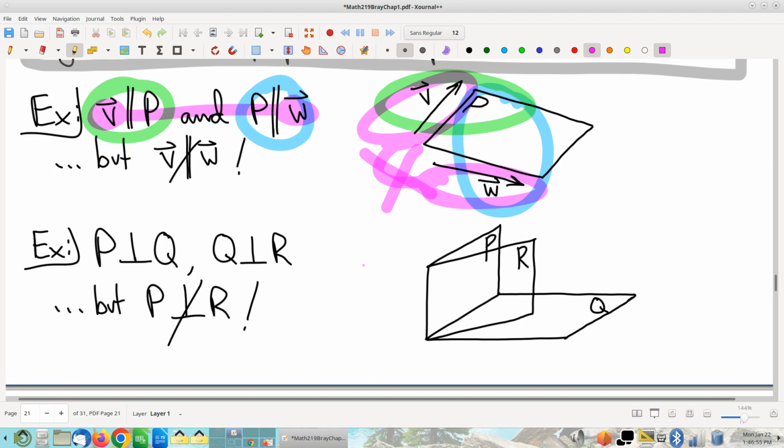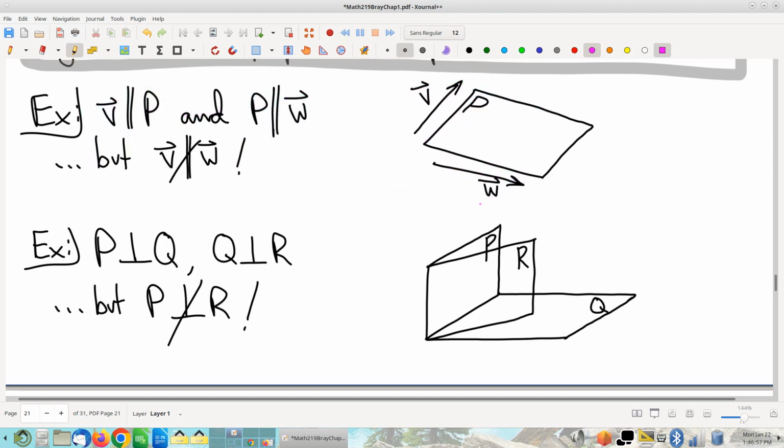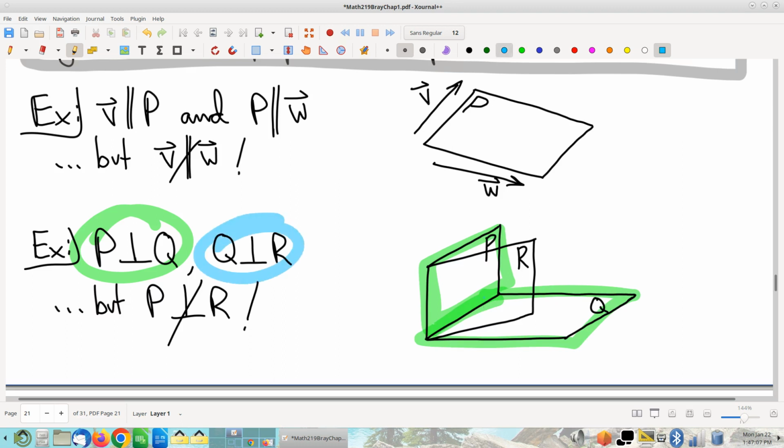Okay. Likewise, with this example down here with planes, P and Q are perpendicular, and Q and R are perpendicular, but there is no particular relationship between P and R. And again, symbolically, you're tempted to say, I don't know, maybe two perpendiculars would feel like they would add up to a parallel or something, right? But it just doesn't. Okay. So heads up on that.